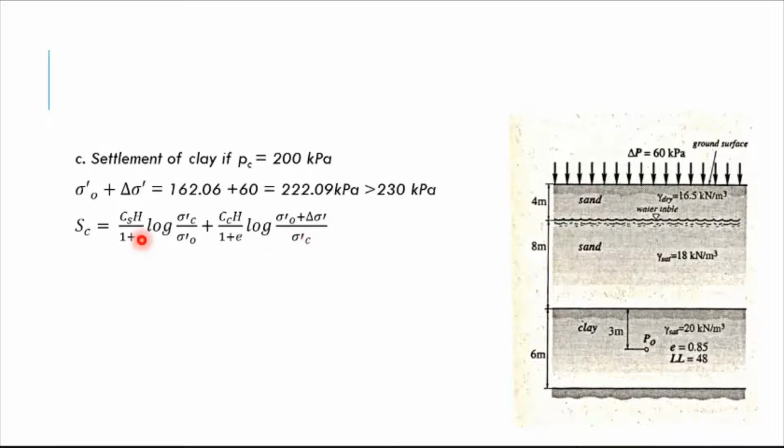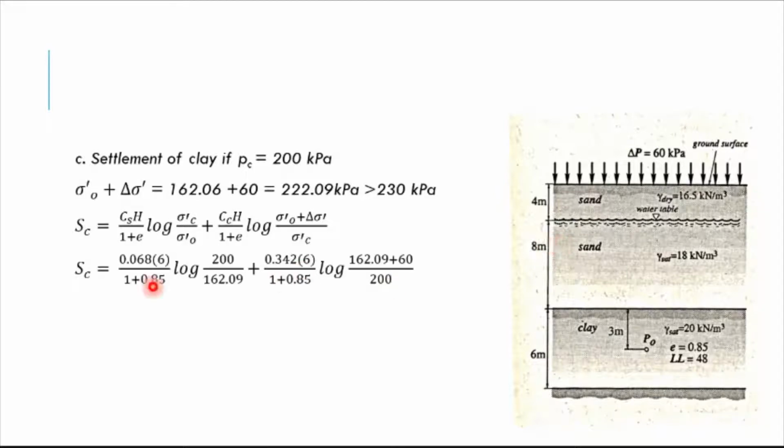So we have the given swell index, we have the given height of the clay layer, the void ratio is already given, the pre-consolidation pressure is given, the overburden pressure was already solved, and the additional load is 60 kPa. So we just have to substitute the values in the formula, and this will give us 0.068 times 6 over 1 plus 0.85 logarithm of 200 over 162.09, plus 0.342 multiplied by 6 over 1 plus 0.85 logarithm of 162.09 plus 60 over 200.